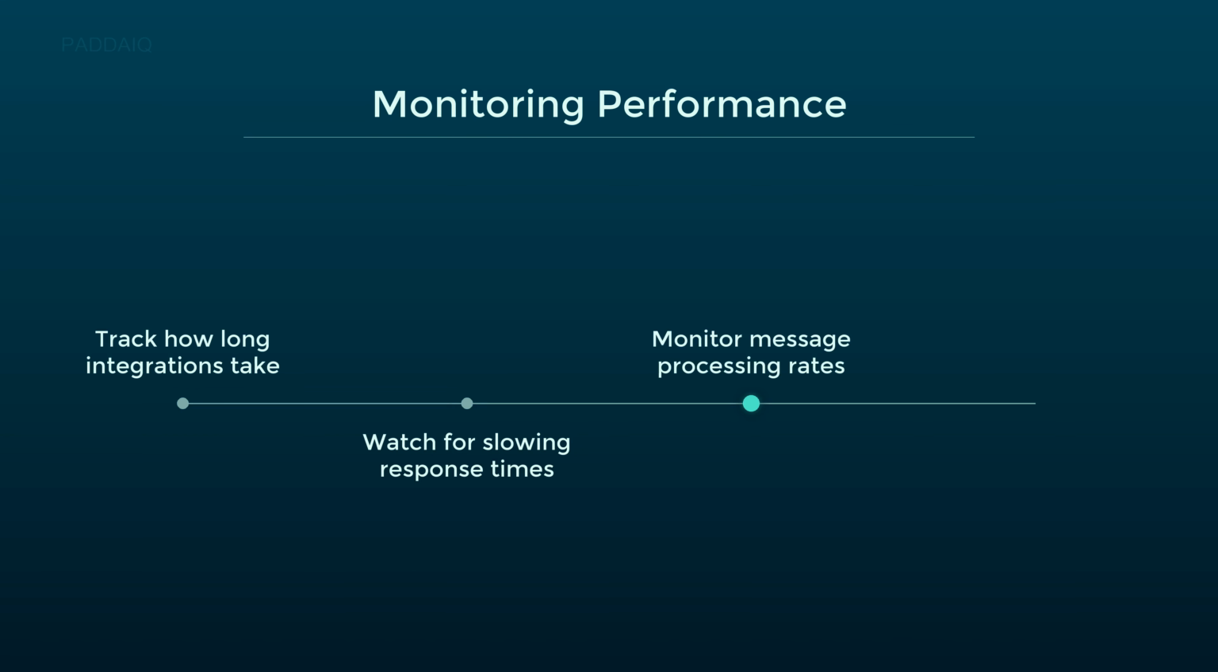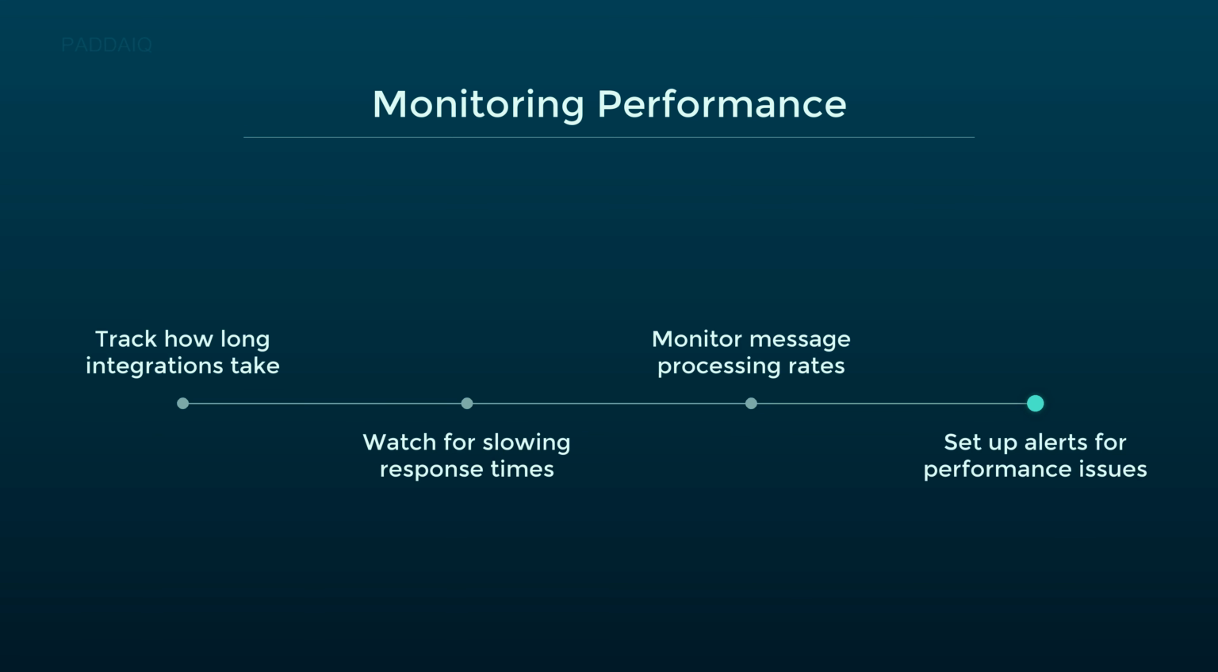Monitor message processing rates. This means tracking how many messages your system handles per second to ensure it is running efficiently. For example, an e-commerce site monitors order confirmations to prevent delays during sales. Keeping an eye on this rate helps maintain smooth operations and quick responses.